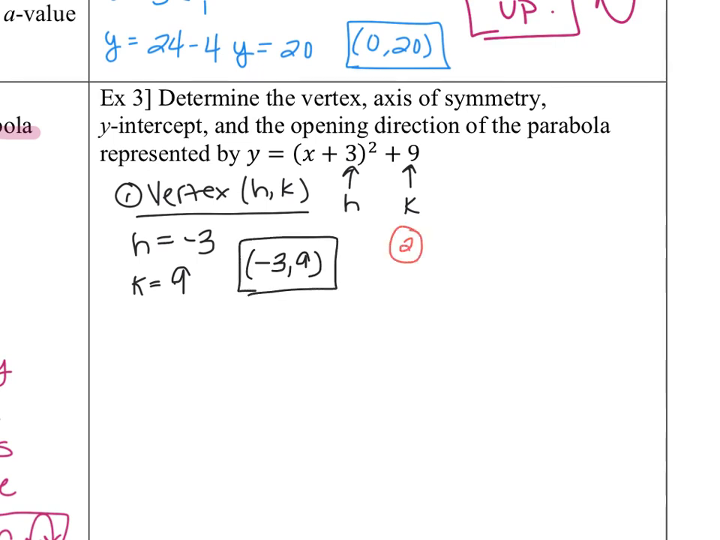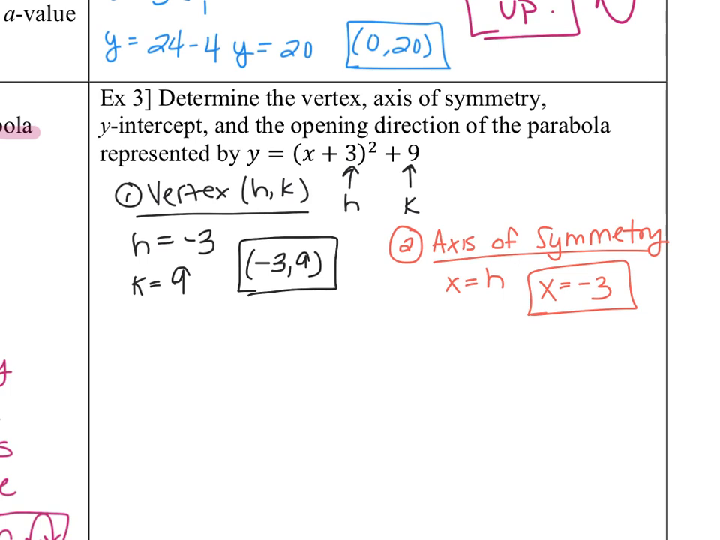With the vertex, you can also find the axis of symmetry. Okay, that's always x equals h. So the axis of symmetry in this case is going to be x equals negative 3 because that's the h value of my vertex.